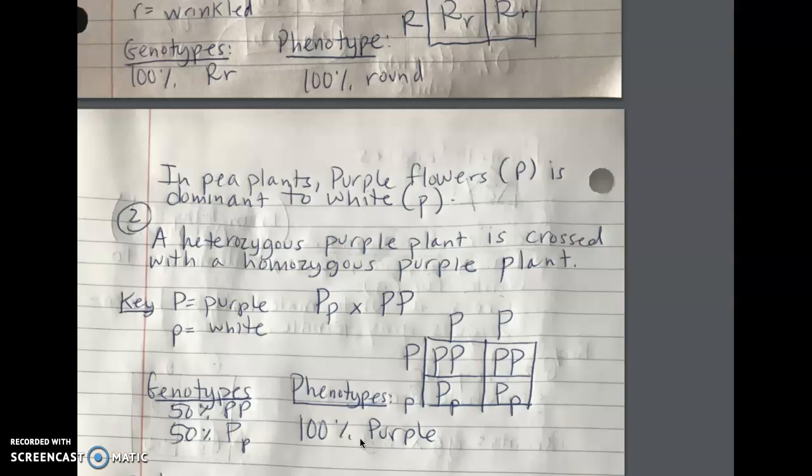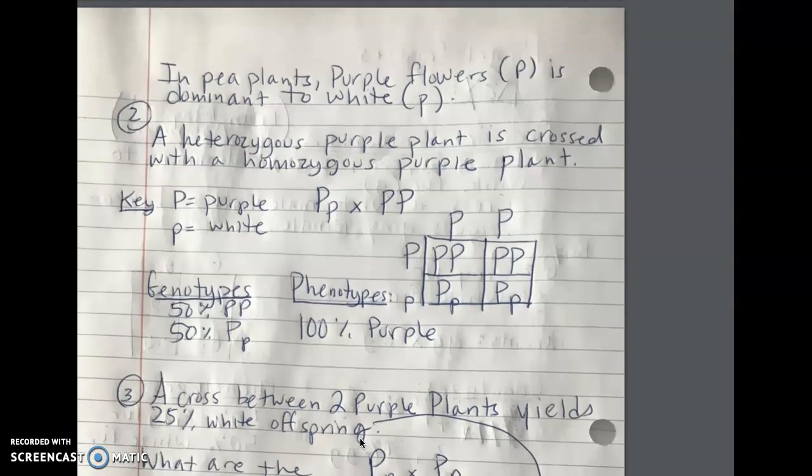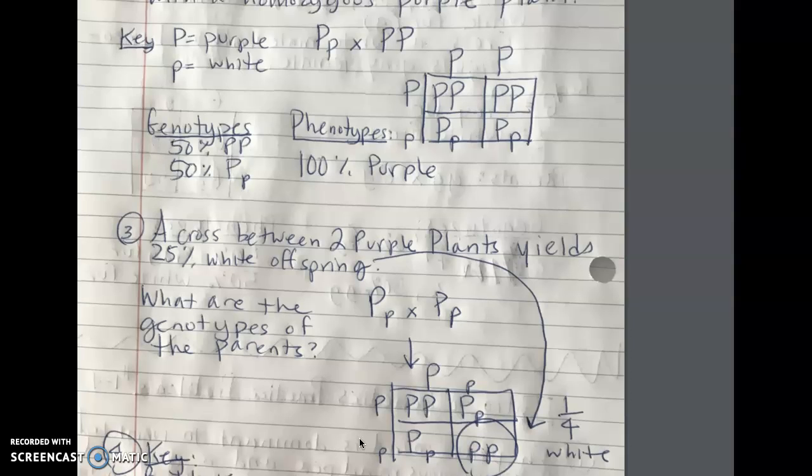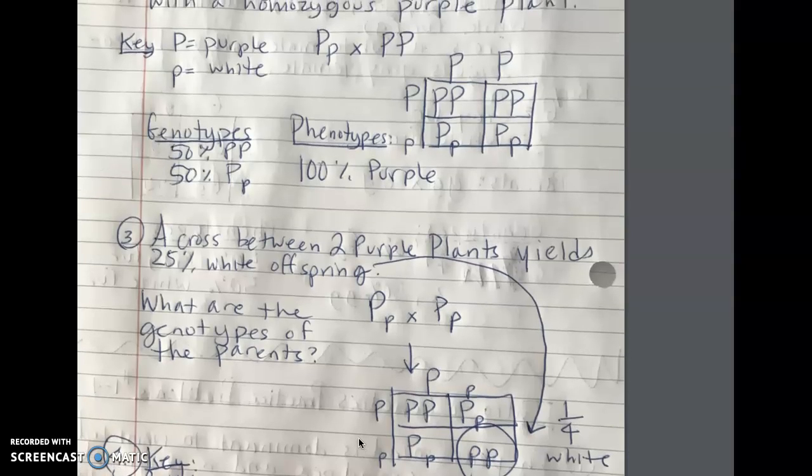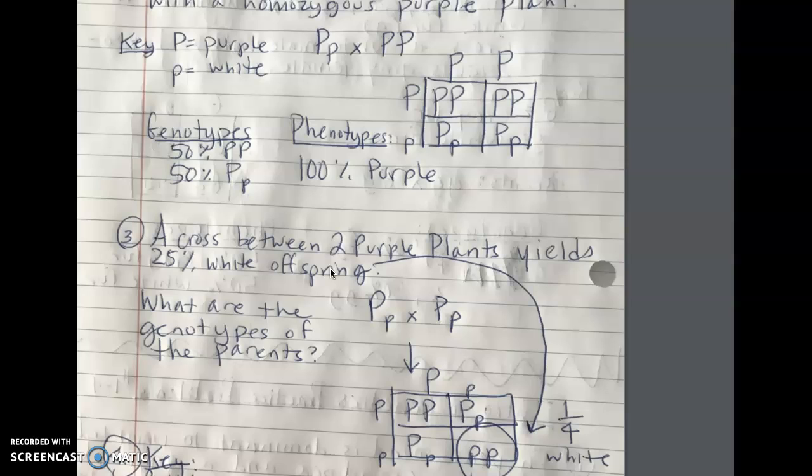Okay. Number 3, you're going to use the same key. I didn't write it again, but it says a cross between 2 purple plants yields 25% white offspring. What are the genotypes of the parents? Both of the parents are purple, so I know each parent has to have at least one big P. If they were both big P, big P, could I have a white offspring? No. The only way for them to both be purple, but for them to give me a white offspring, is if each of them is carrying a white allele that's being hidden. So each of them must be heterozygous, and you can see that down here.